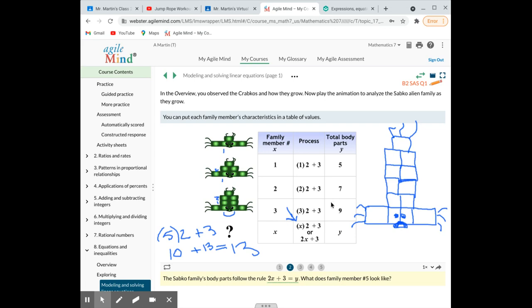All right. And so what are we always going to do for the letter x? Put the family member's number. Correct. And if we know that, can we always find out the total body parts that are going to be in the Sabco family? Yes. Yeah. All right.